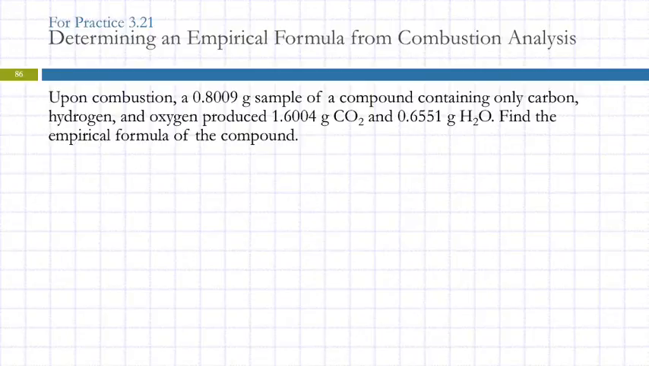Upon combustion, a 0.8009 gram sample of a compound containing only carbon, hydrogen, and oxygen produce 1.6004 grams of CO2 and 0.6551 grams of H2O. Find the empirical formula of the compound. So we need moles of carbon, moles of hydrogen, and moles of oxygen to do ratios and find the subscripts for the empirical formula.